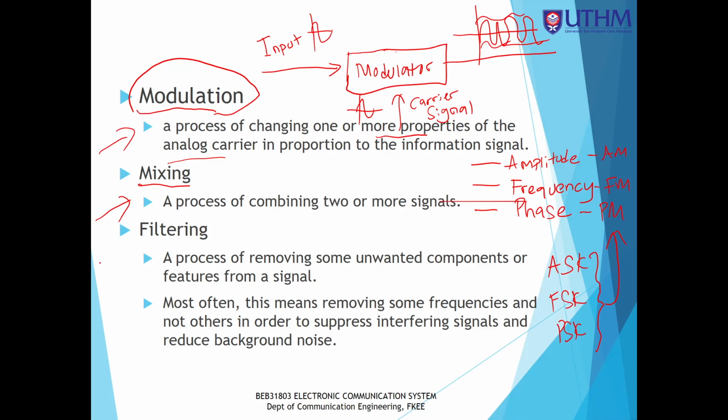Okay, filtering means that we want to remove the unwanted signal. When we do the filtering process, we want to remove the unwanted signal. That's the filtering process. Normally, we filter out the noise. That's the basic filtering process. We want to remove the noise or maybe some other interference, signals from other sources. Kita nak remove interference daripada signal yang lain, yang kita tidak inginkan.